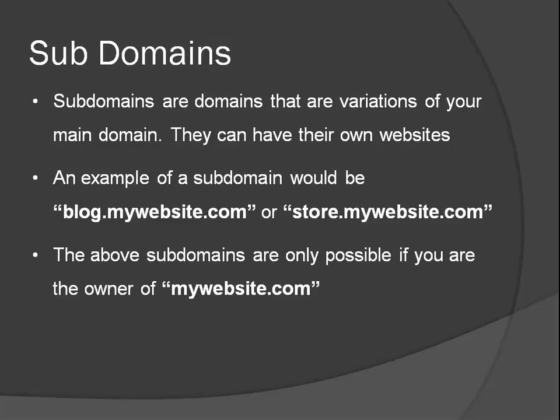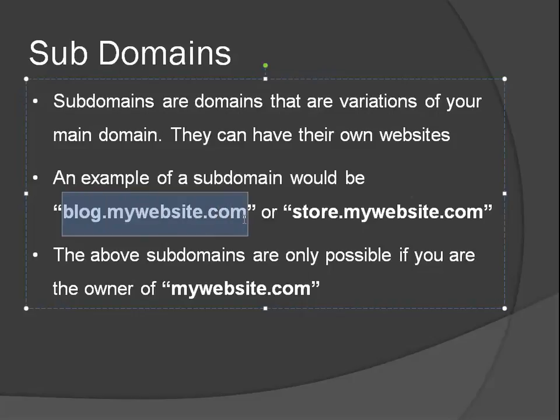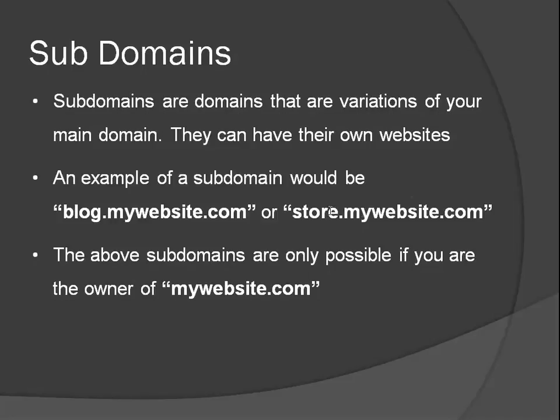Subdomains are pretty much variations of your main domain, and you can actually have your own websites on each subdomain. For example, if we have a domain called mywebsite.com, we could create a subdomain called blog.mywebsite.com, and we could have a separate installation of WordPress or whatever system we're going to use on it. Or if you have an e-commerce shop for your site, you could have store.mywebsite.com. These subdomains are only possible if you own mywebsite.com.